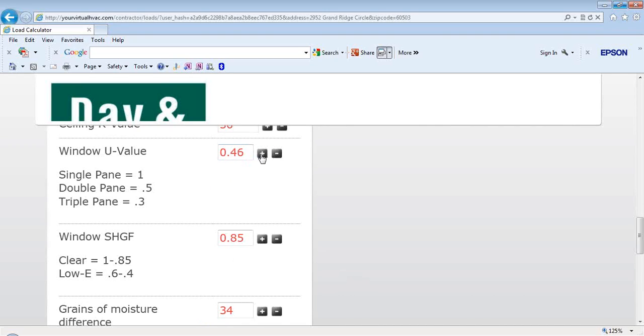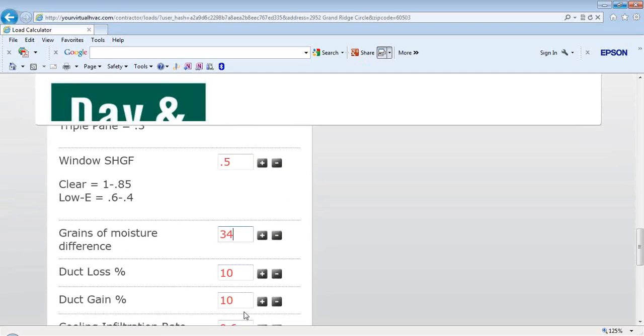Solar heat, actually I probably should have left that one that way. I'll leave that one at 0.5 double pane, and I'll lower this one for the low E glass. I can either use the plus and minus arrows, or I can type in 0.6 or 0.5 depending on what I had. So I'll do 0.5.